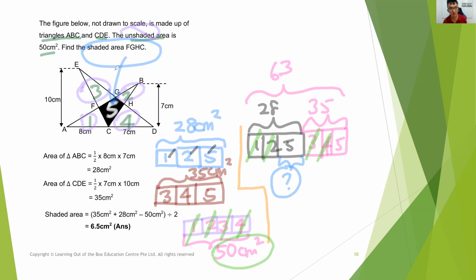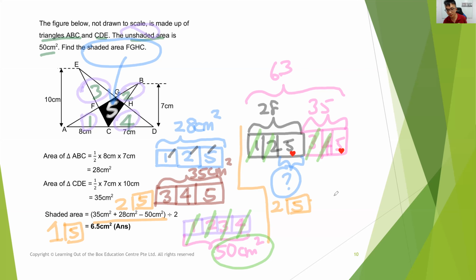Can you see that after we minus 1, 2, 3, 4, we still have 2, 5? Okay, let me write here, 2, 5. So to find 1, 5, can you see that? Let me write again.